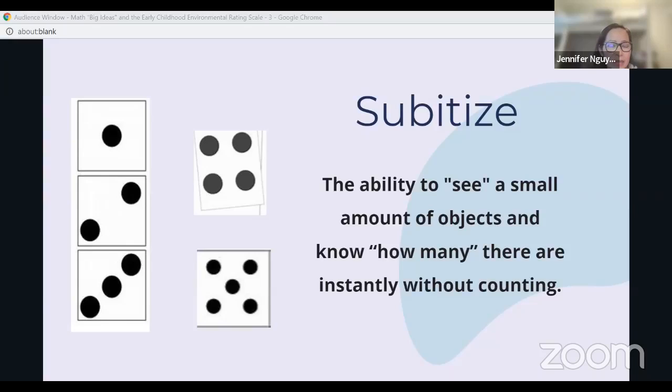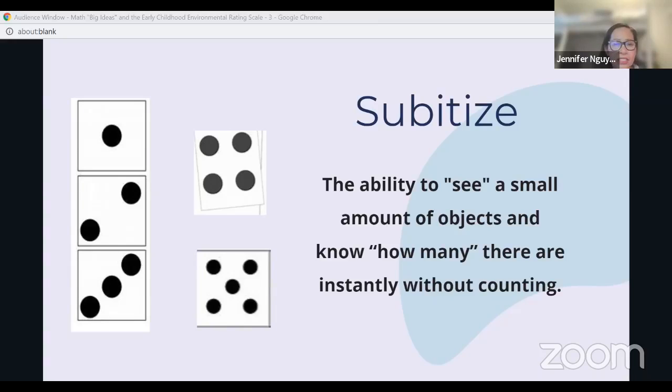So if you look at the pictures of the dots, most likely you didn't have to think, oh, how many are there? Let me see, 1, 2, and touch each dot. You just instantly knew. There's lots of subitizing materials. There are books that promote subitizing skills. It's really important that adults get to hear children count, but it's equally important that they can practice subitizing in the classroom.